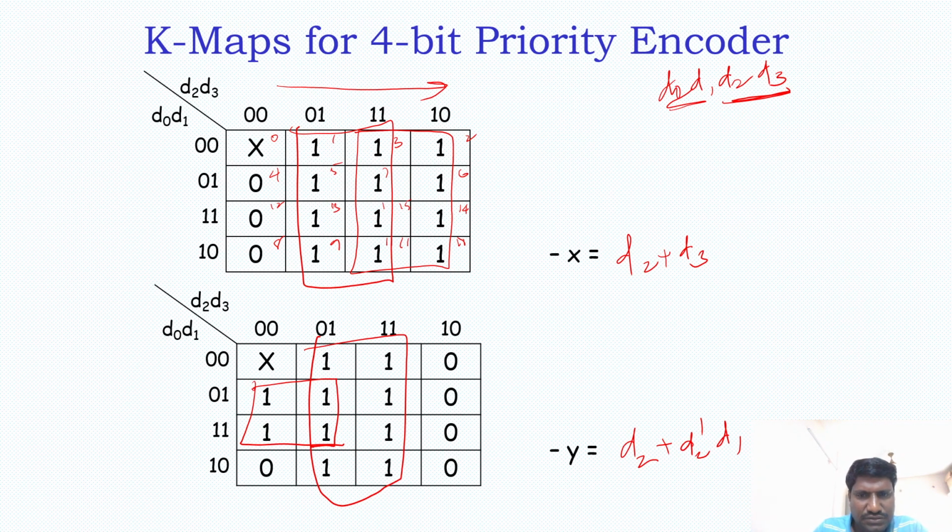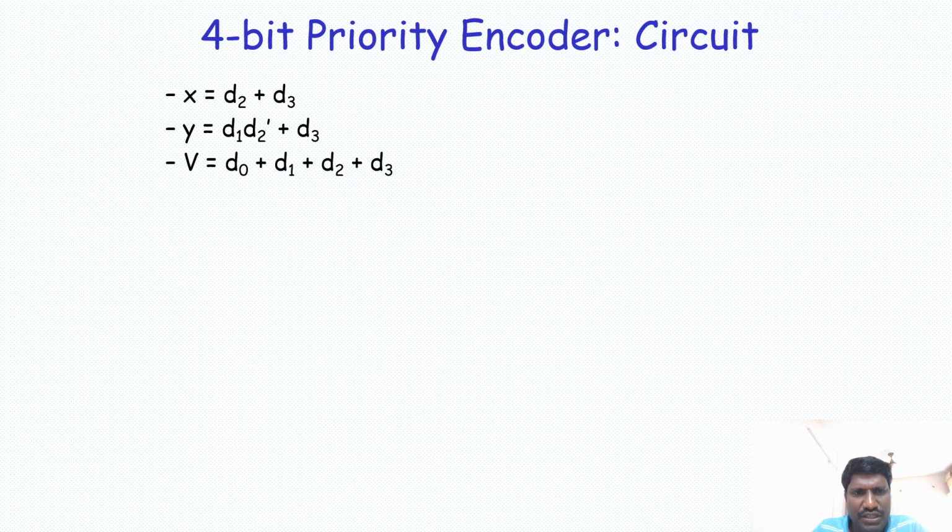Similarly, the table for V we can do, or we can say it is 1 when D0 is 1 or D2 is 1 or D3 is 1. So if any one of them is 1, this is 1. That we can also do, or we can use a K-map. On the whole, we will get the same. So with this, the priority encoder design is done.